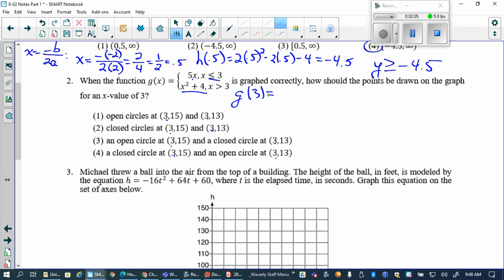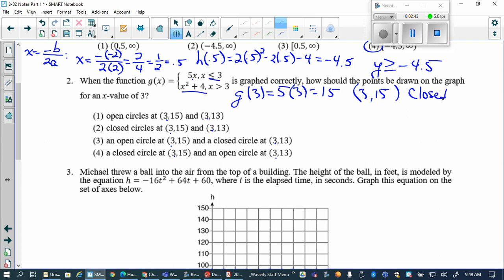So somebody else tell me, where am I putting my x for this? For the closed circle. Which function does it belong to, the top or the bottom? So which one am I putting it in? So G of 3 equals what? What do I write? 5 times 3, which is what? 15. What are the coordinates of that point? What comma what? 3 comma 15, right? And that'll be my closed circle, right?